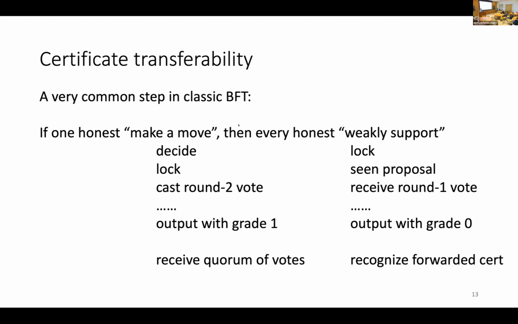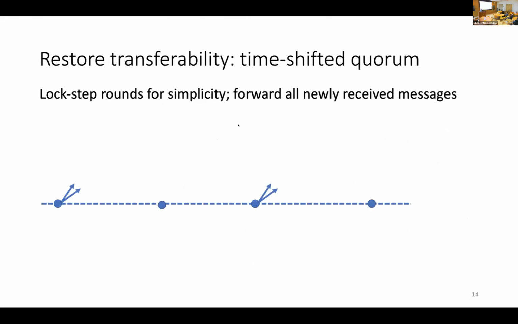Another way to categorize this is using graded agreement. If one node outputs some value with grade 1, then we want everybody else to output with grade 0. Okay, so the key step in dynamic participation BFT is to restore this notion of transferability. And we're going to use a technique called time-shifted quorums.